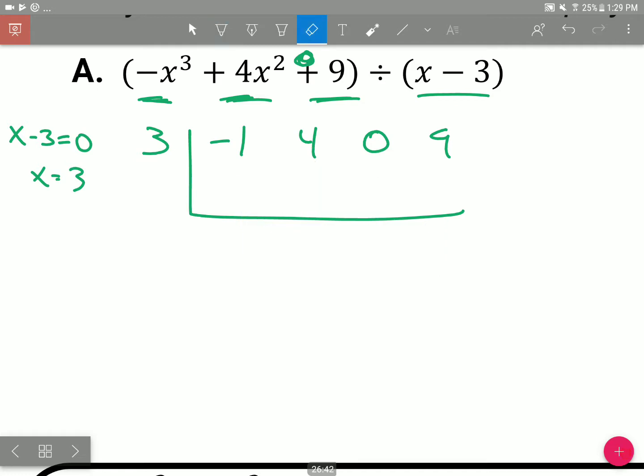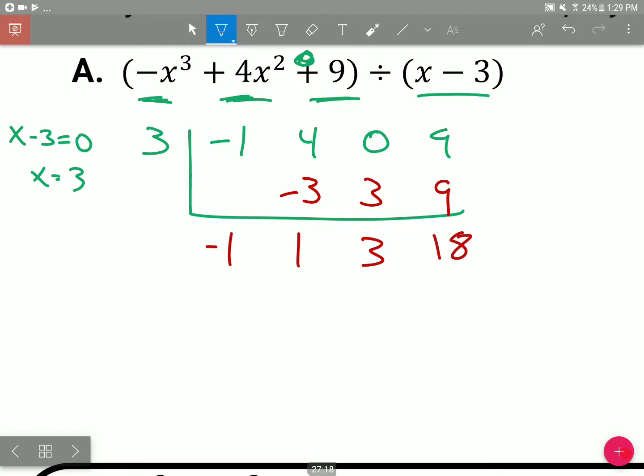Just follow with me. So first things first, if I drop the first one, I get a -1, right? Cool. What's -1 times 3? -3. Okay, so that's the first multiply. Now add. What is 4 minus 3? 1. Okay. So now multiply again. 1 times 3 is 3. Add them up. 0 plus 3 is 3. Multiply again. What's 3 times 3? 9. 9 plus 9 is 18.